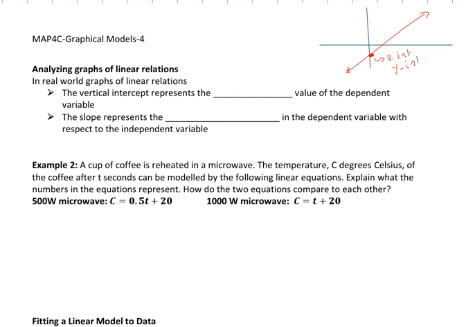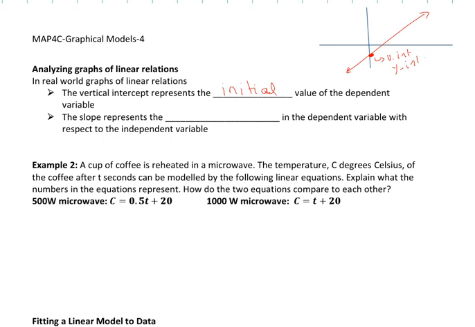The y is always your dependent variable, but it doesn't have to be only the y-intercept. The y-intercept is your initial value, right? So what was your y value when you started initially? Okay, so the vertical intercept represents the initial value of the dependent variable.